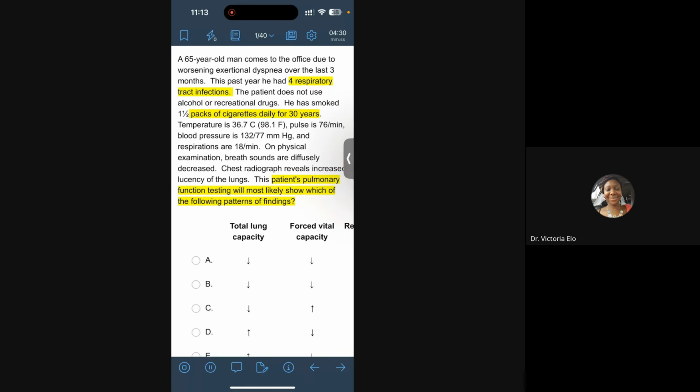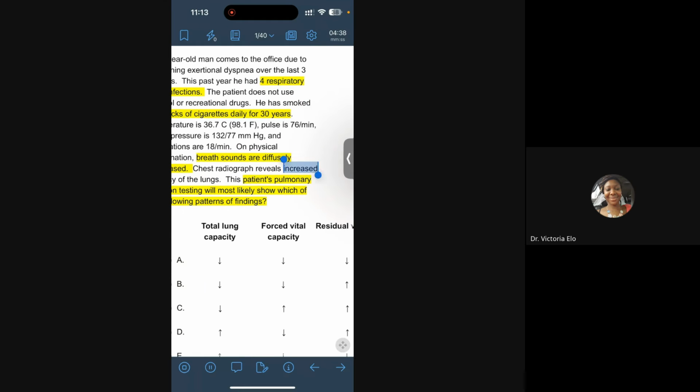Breath sounds are diffusely decreased. Increased lucency of the lungs. Increased lucency, what does that mean? Hyperlucency of the lungs. Hyperlucency means that the black part which we see in the chest X-ray is increased, and when the black part increases, that means the lung tissue density is decreased. When the lung tissue density is decreased, then you are going to see hyperlucency.